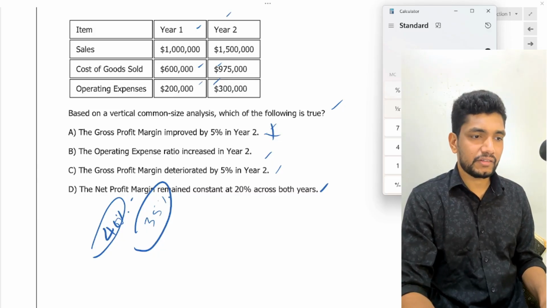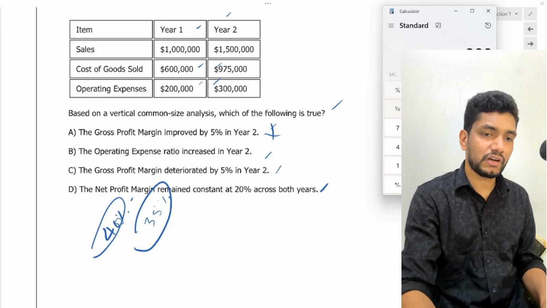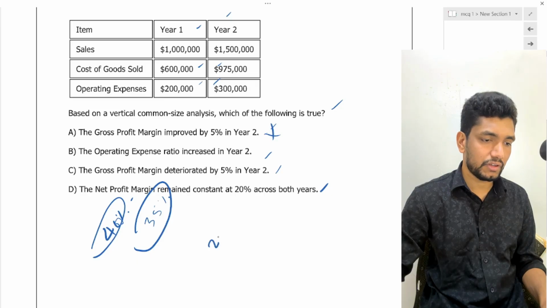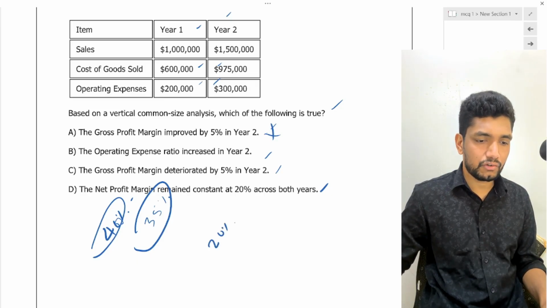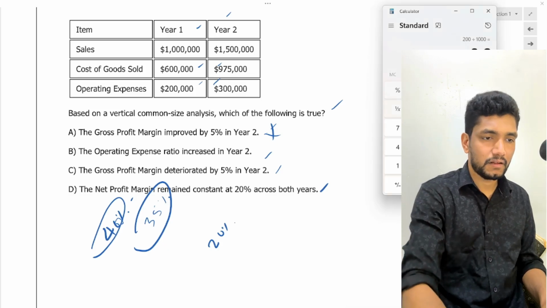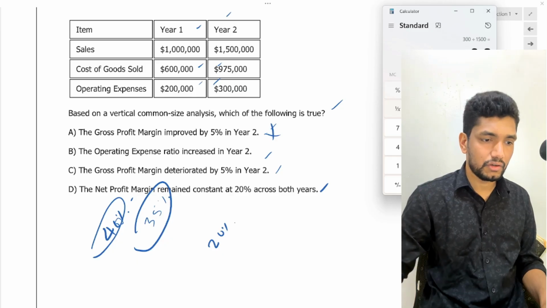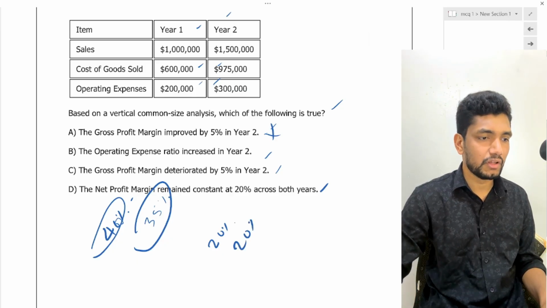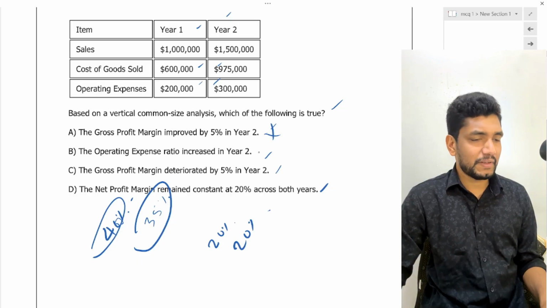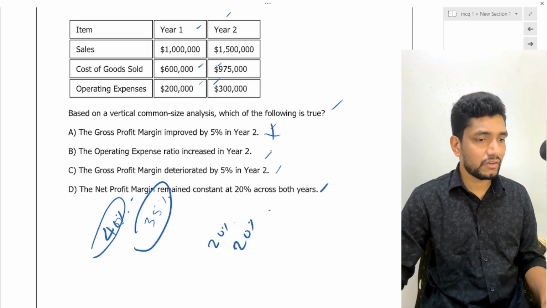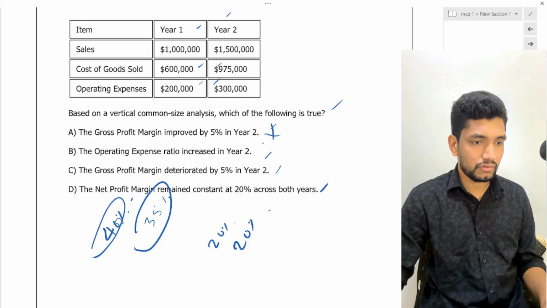So let's calculate the operating expense ratio for year 1 and year 2. For year 1, it is 200,000 divided by 1 million, that is 20%. And in year 2, it is 300,000 divided by 1.5 million, that is 20%. So it is almost the same. So the operating expense ratio in this case is the same, so it has not increased. So statement 2 is wrong.